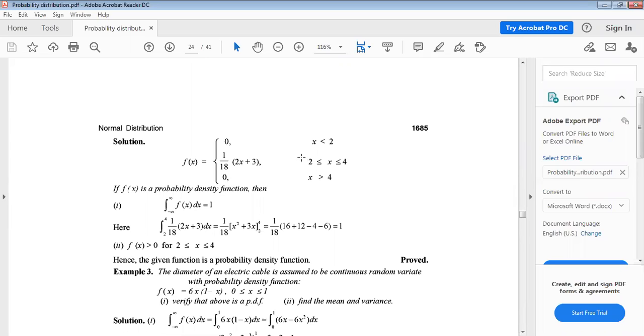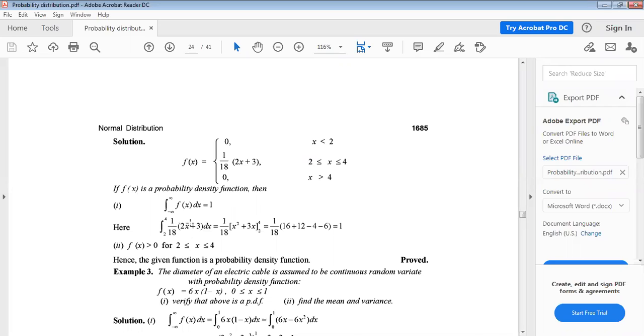That means the lower limit is 2 and the upper limit is 4, because this function lies between 2 and 4. So the integral from 2 to 4 of f of x dx. f of x means 1 by 18 times (2x plus 3). Now taking integration of x, what will it be? x square by 2, using the x to the n plus 1 divided by n plus 1 formula.